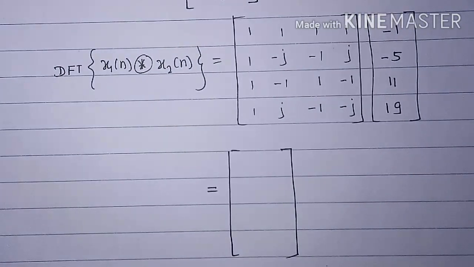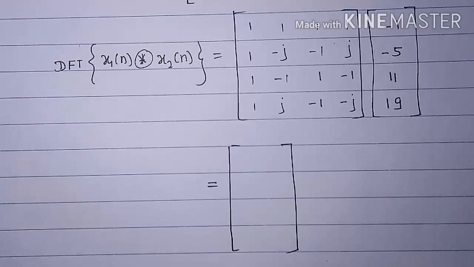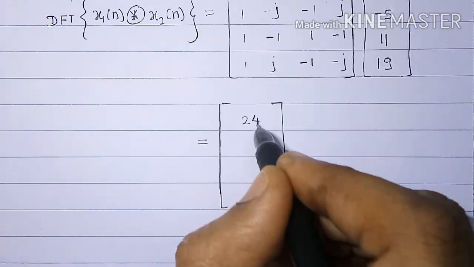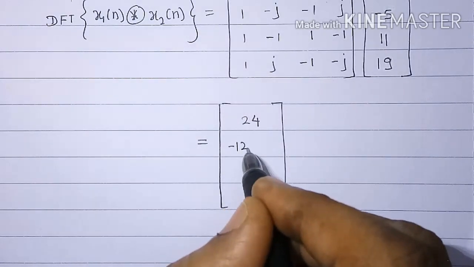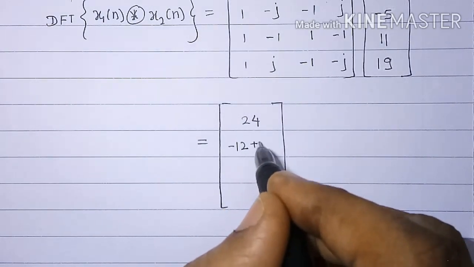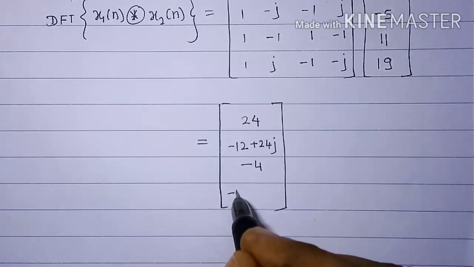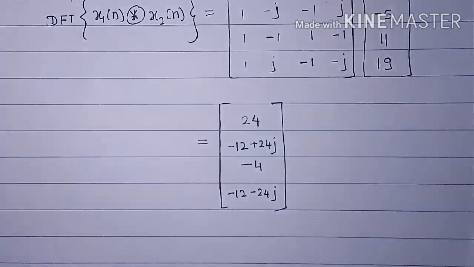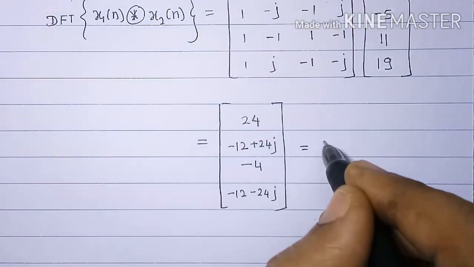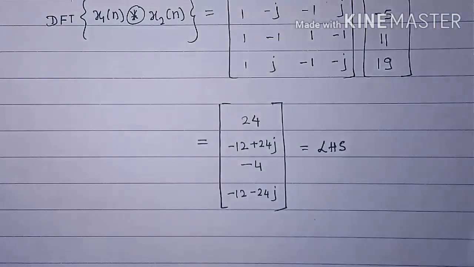Multiplying these two matrices, we get 24, minus 12 plus 24j, minus 4, minus 12 minus 24j. Now this is LHS for us.